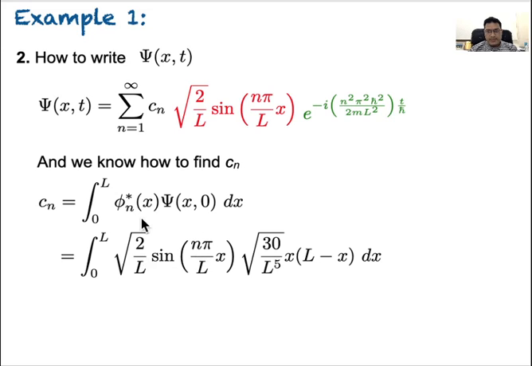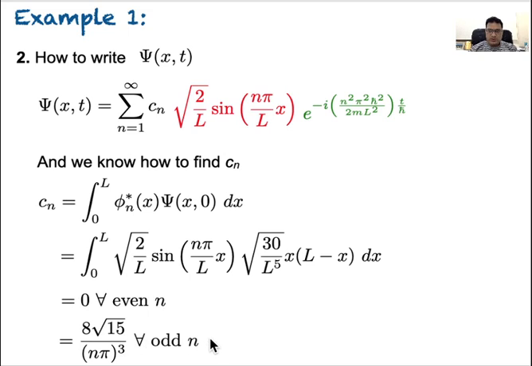So this is your summation over Cn, with phi n star, and this is your psi of x,0 from the previous slide. Once you integrate and do your mathematics correctly, you will see that this value is 0 for even values of n and non-zero for odd values of n. For odd values of n, Cn is 8 times square root of 15 divided by (n pi) to the power 3. This is the way we have obtained Cn.